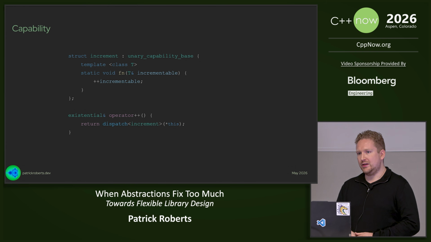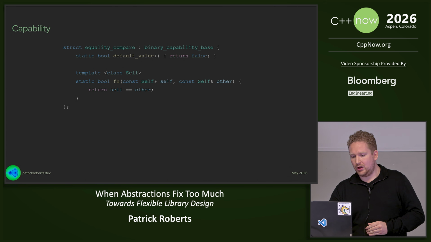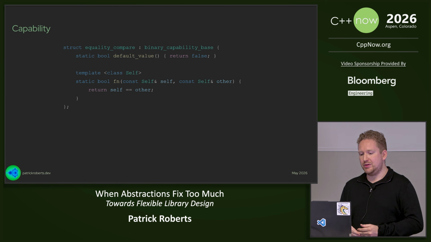So what this looks like in a type erased context, you have an existential type and it defines an increment operator, and then you have this thing that's called dispatch. You give it the capability that you want to dispatch to, and it will invoke that implementation. I'm going to cover the mechanics in a lot of detail here. This is just to give a snapshot of what the usage point looks like. So another one, a binary capability.